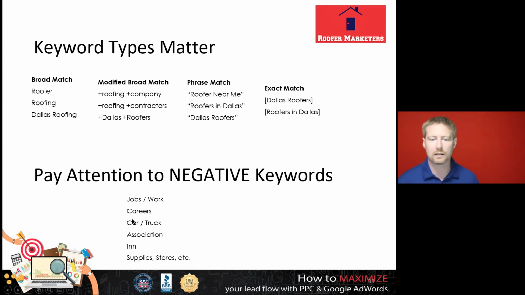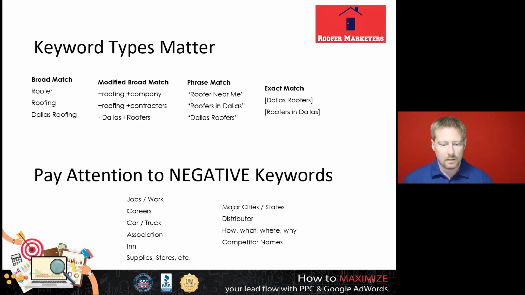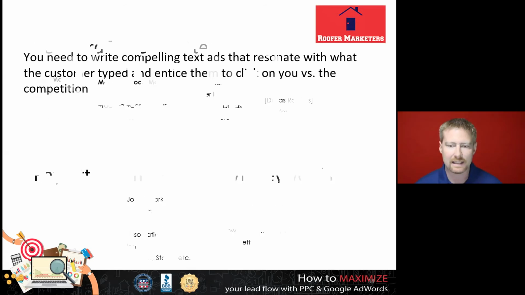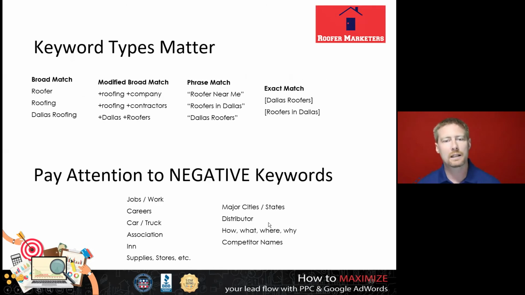Career, truck, car truck, inn, right? For Red Roof Inn, supplies, stores. You don't want to show up as a roofing supply store when someone's just looking to buy a bundle of shingles, right? You don't want to show up for that. You don't want to pay for that click. Major cities and states, right? Like I said, Dallas, Minnesota, right? You want to make sure that you're negative keywording for cities, states, distributors.